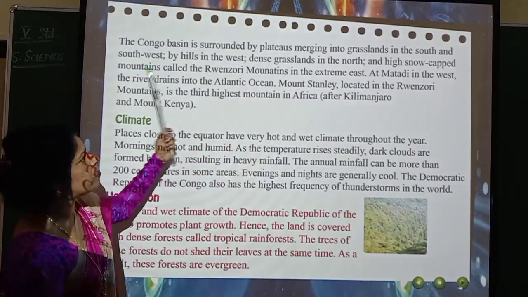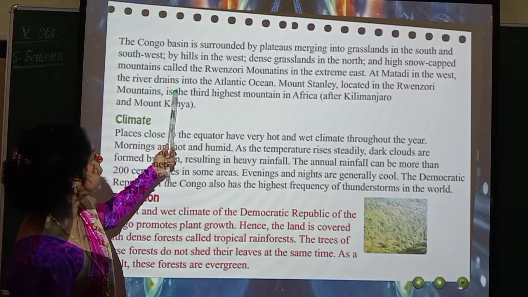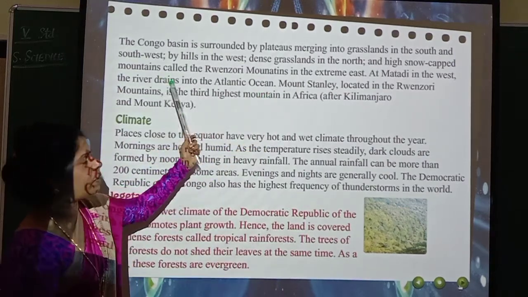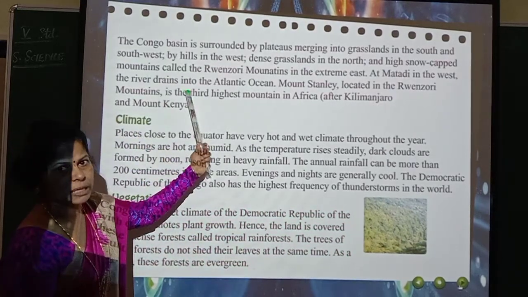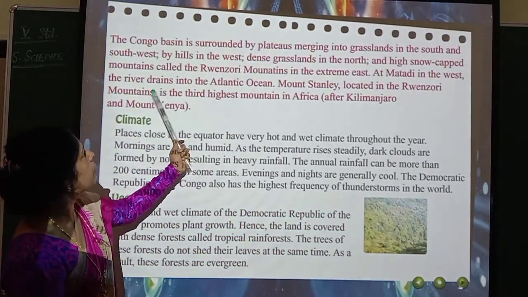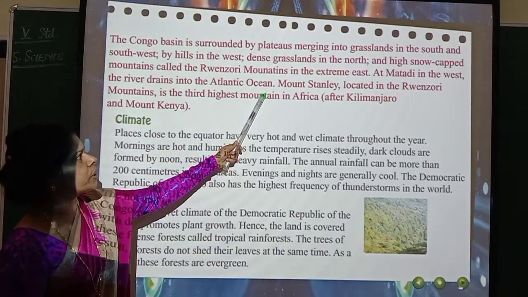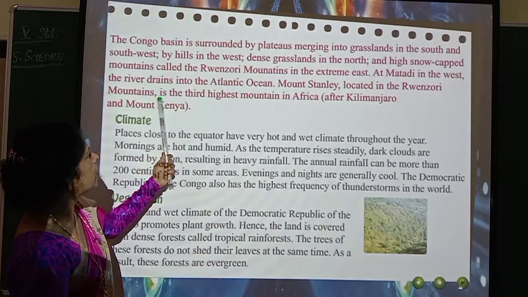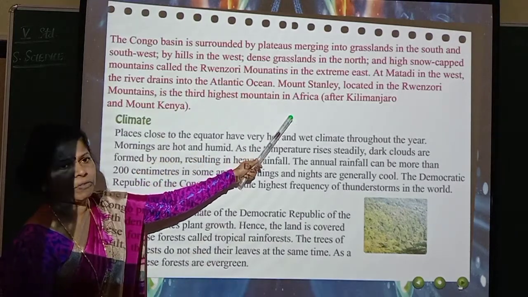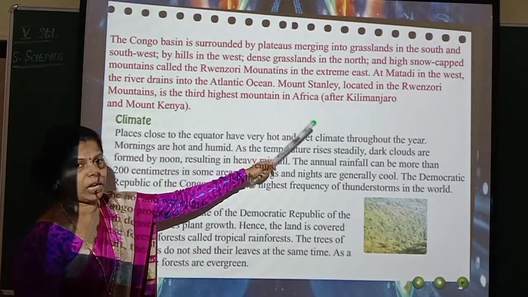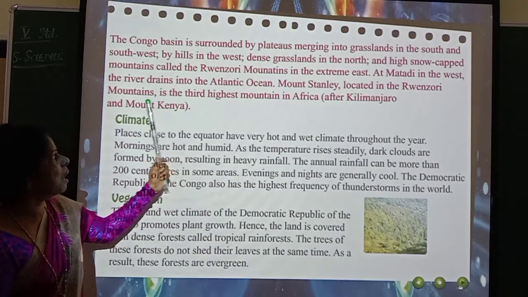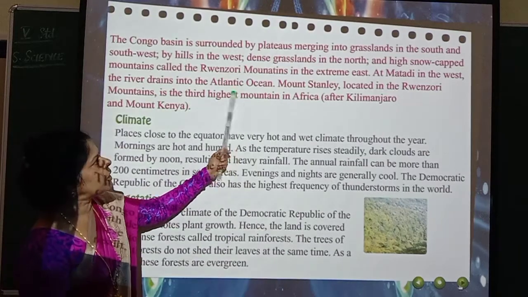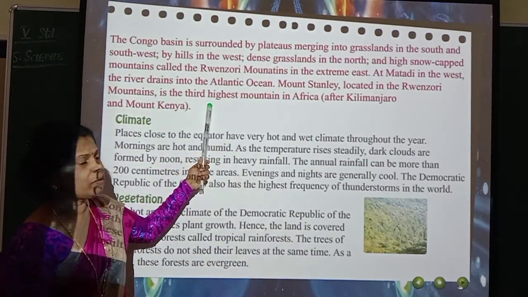At Matadi in the west, the river drains into the Atlantic Ocean. So there is a place called Matadi in the west where the Congo river water drains into the Atlantic Ocean. Mount Stanley, located in the Rwenzori Mountains, is the third highest mountain in Africa, after Kilimanjaro, the highest, and Mount Kenya, the second.